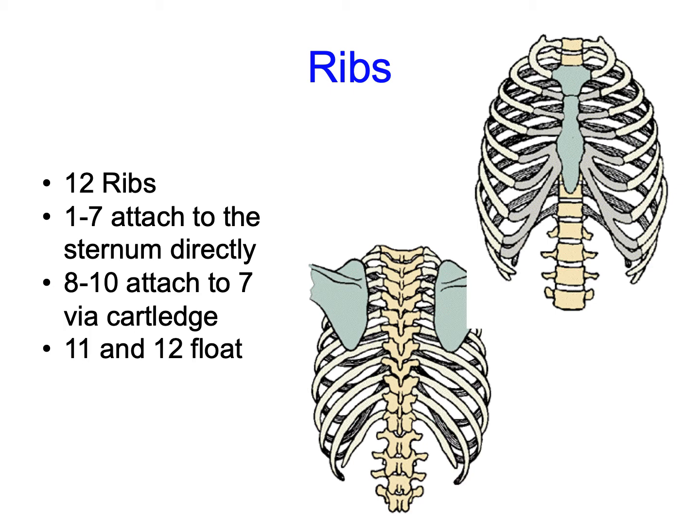You have 12 pairs of ribs. Ribs 1 through 7 are attached to the sternum directly. Ribs 8 through 10 are attached through rib 7 via cartilage, and then 11 and 12 are the floating ribs.